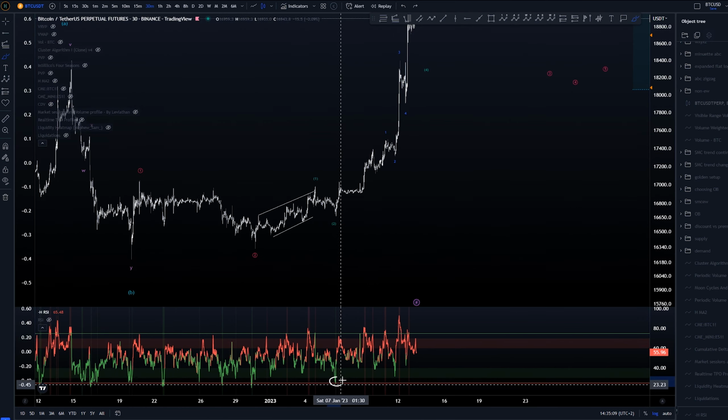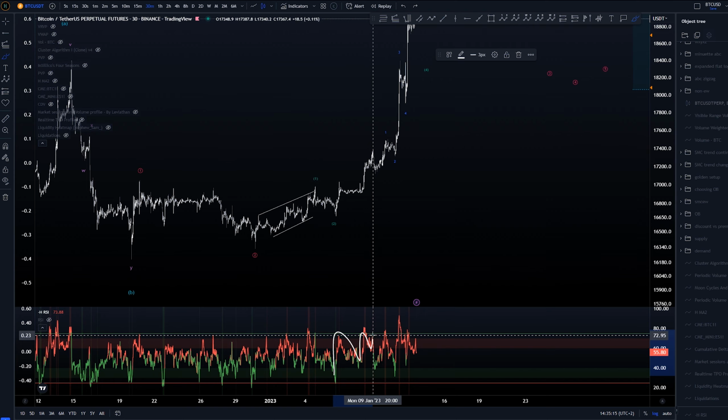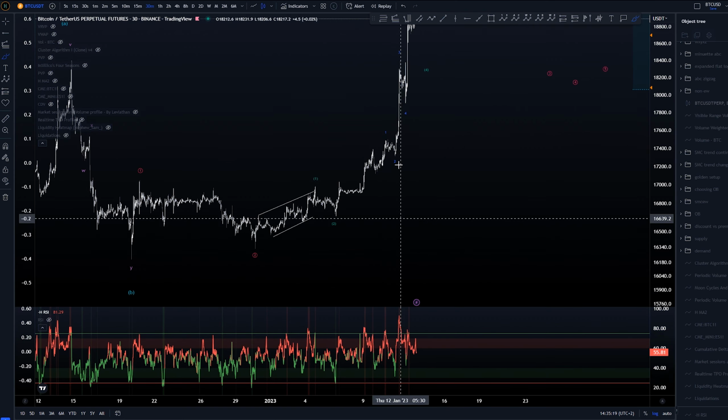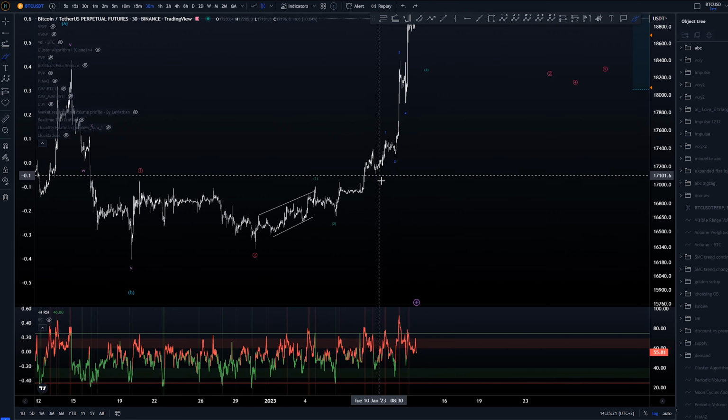quite a large correction into the very lows of RSI, and then we would be bringing us a 1, 2, 3, 4, and 5 into these highs, like I've labeled it here.